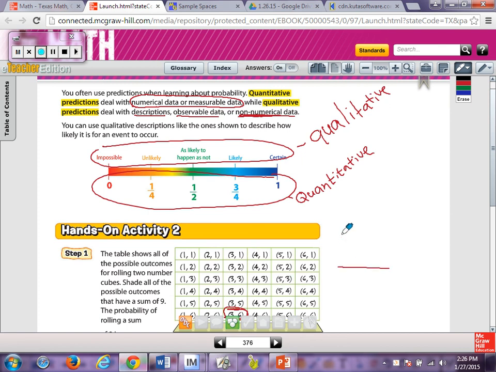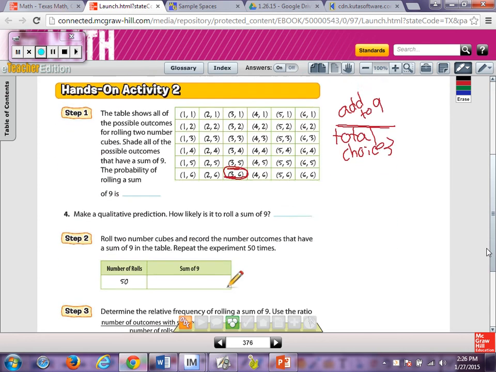So you want to take all the numbers that add to 9 and put that over all of your total choices, which I believe we said the first time was 36. Simplify that fraction and then find which one of these fractions it's closest to on this number line, and then give me the word or the qualitative response that goes with it. That's all you got to do.